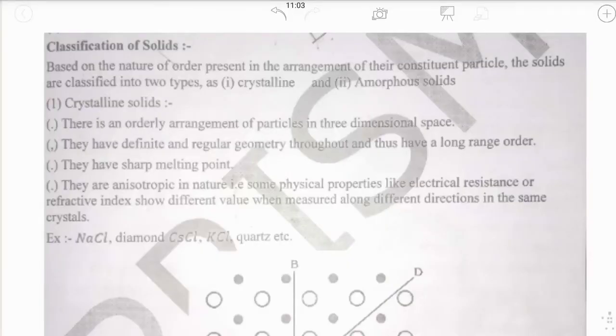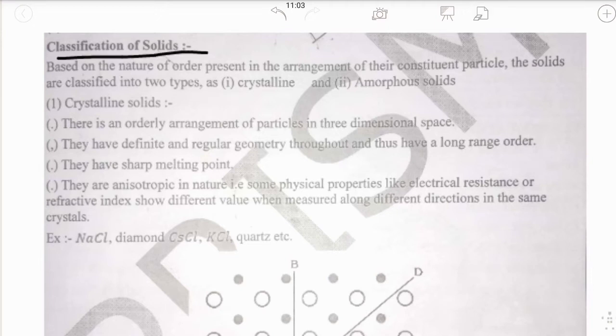Last class, we have already done the introduction and some of the general characteristics of the solid state. Now it's time to understand how solids are classified, that is, the classification of solids.